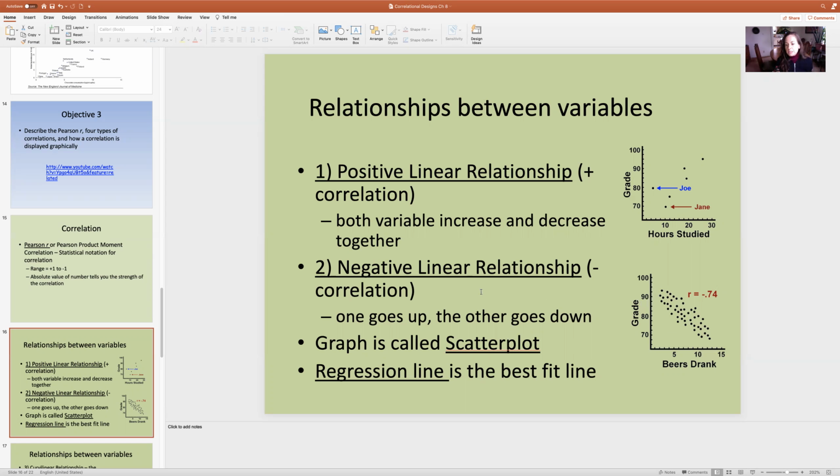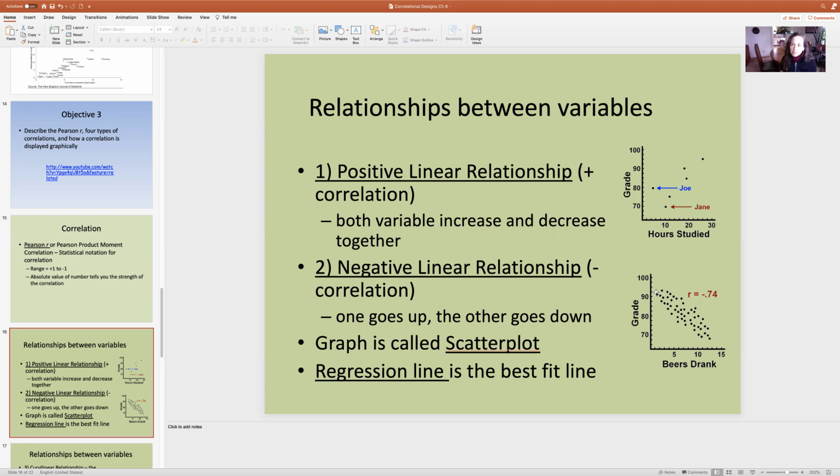So let's talk about the negative correlation, or the negative linear relationship. This is when one goes up, the other goes down. So here you can see that as the number of beers drank goes up, the grades go down. As the number of beers that you drink go down, then the grades go up. So they're going in opposite directions. One goes up, the other goes down. One goes down, the other goes up. And that is the negative relationship.